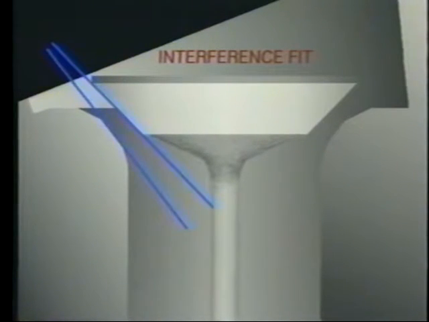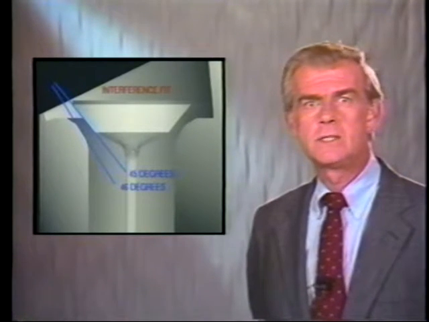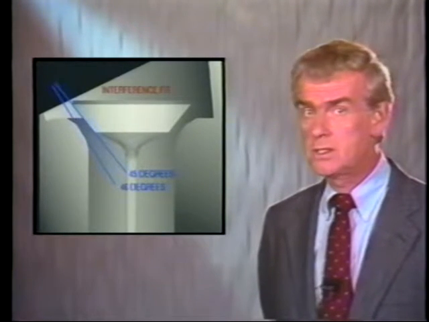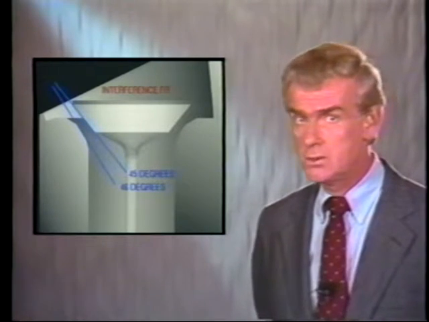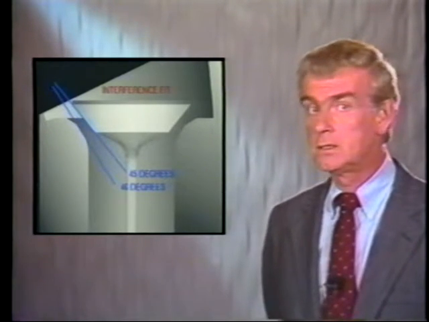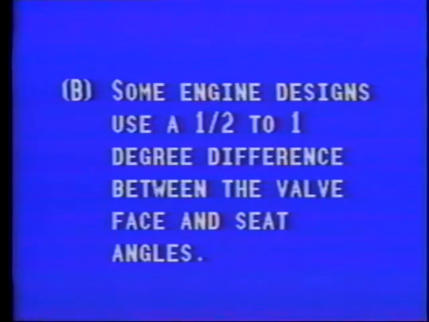For instance, if the valve face is ground to 45 degrees, the valve seat would be ground to 46 degrees. Because of rapid movement of the valves at high speed and high engine temperatures, which causes the valves to flex and to distort, the interference angle is used quite often. Looking at our responses, we see the correct answer, therefore, is response B. Some engine designs use a 1/2 to 1 degree difference between the valve face and seat angle.